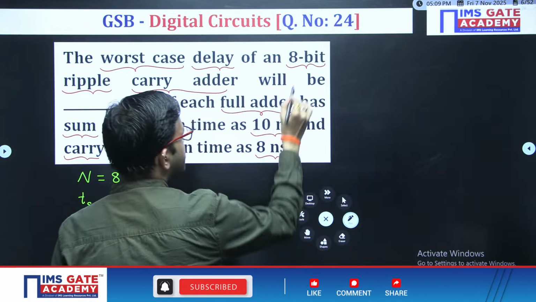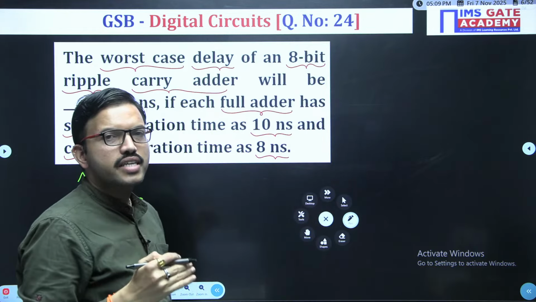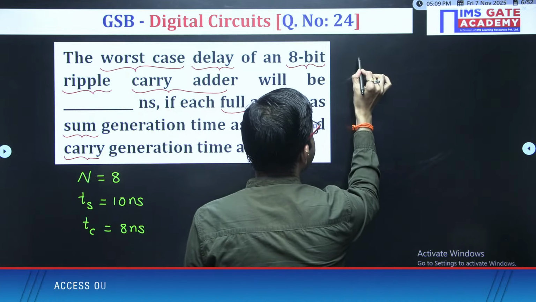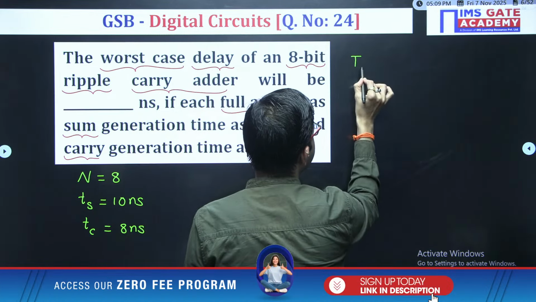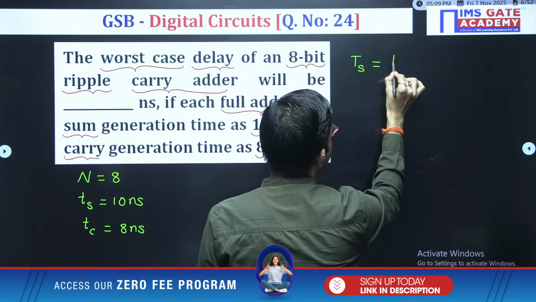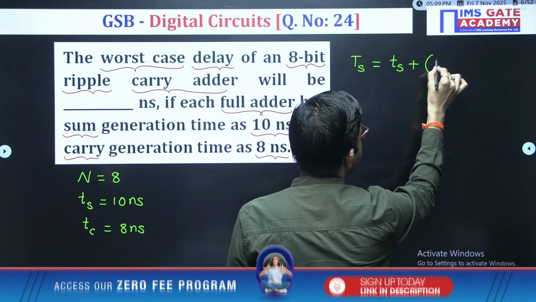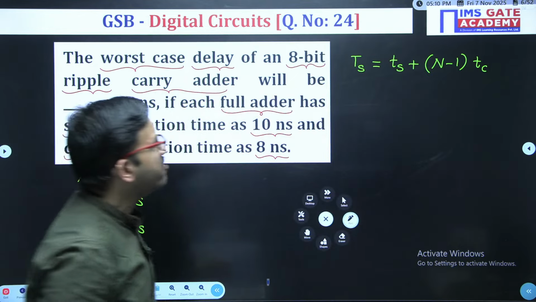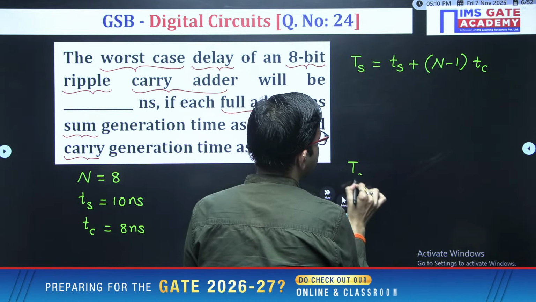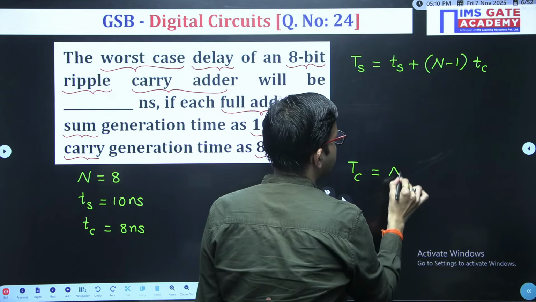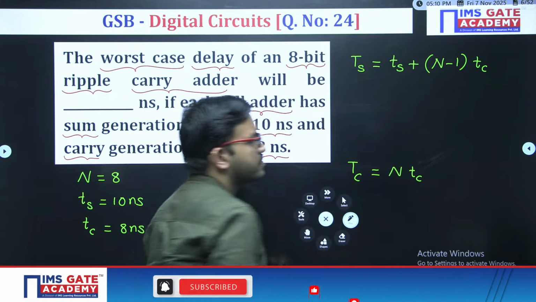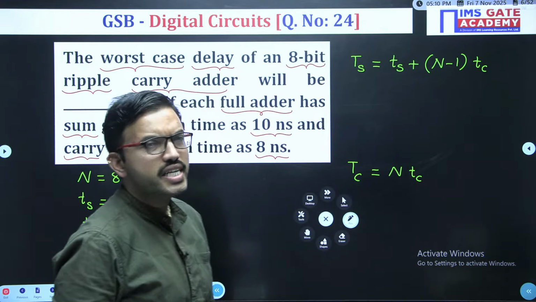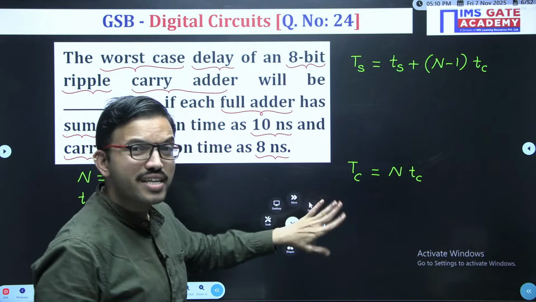Now, since you have 8 bits or 8 stages, at the last stage, that means the 8th stage, you have to find out the sum delay and then the carry delay. Coming to the sum delay, at the nth stage, the formula is Ts plus n minus 1 times Tc. Whereas the carry delay at the nth stage is n times Tc. You have the values of n, Ts and Tc. You can substitute here and get the corresponding sum delay and carry delay at the nth stage full adder.